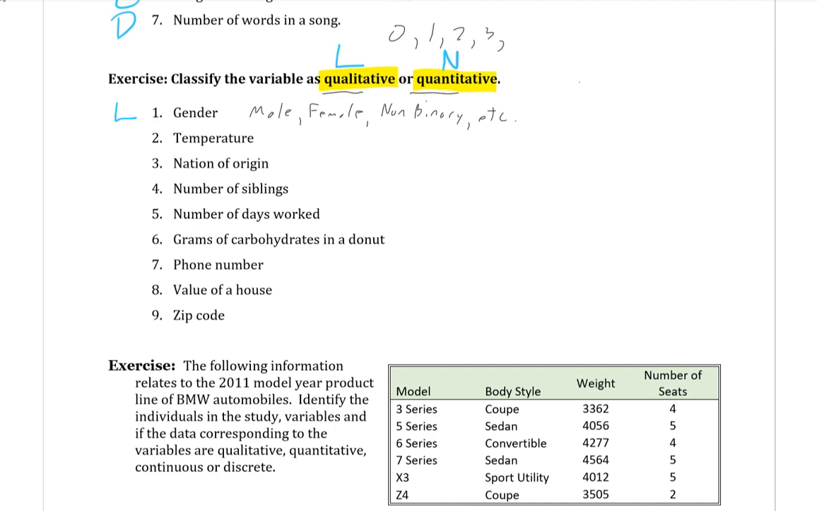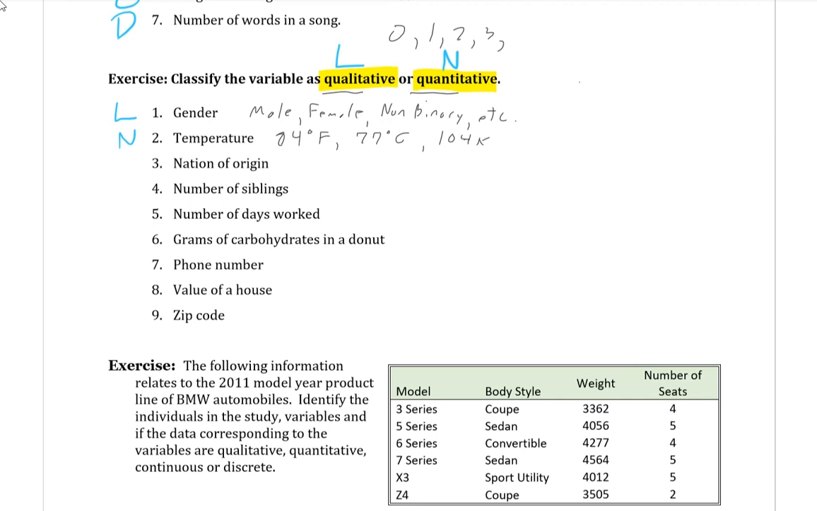Temperature, we had temperature before. You can have like 84 degrees Fahrenheit, or you can have 77 degrees Celsius, or if you know what Kelvin is, you could have 104 Kelvin. These are all different temperature values. They're all numerical in measure, though. So we're going to say that this is a quantitative measure.